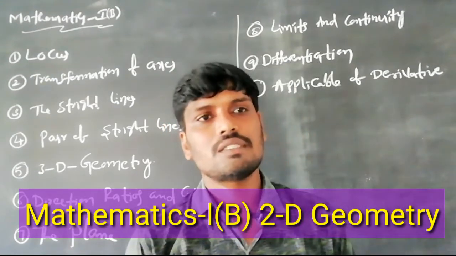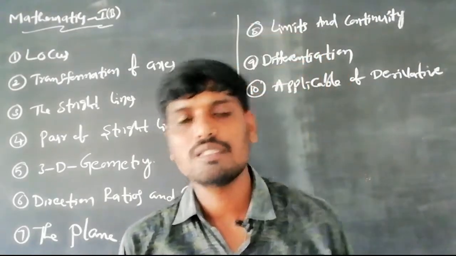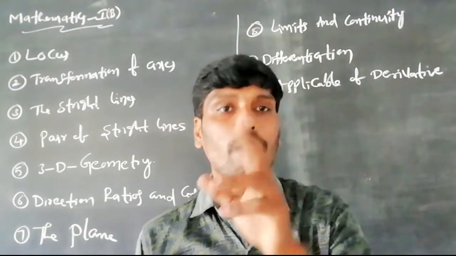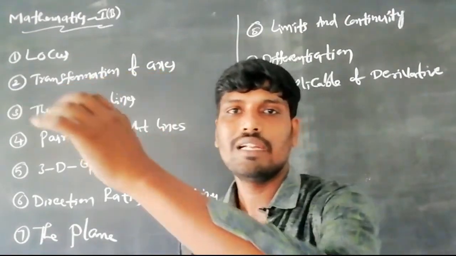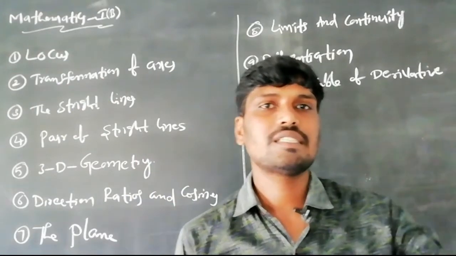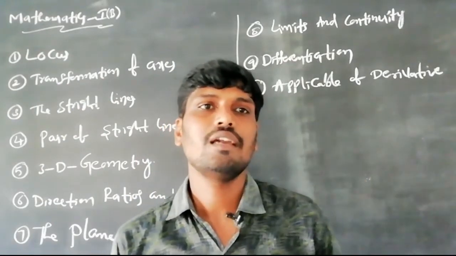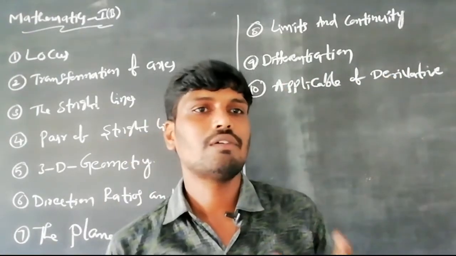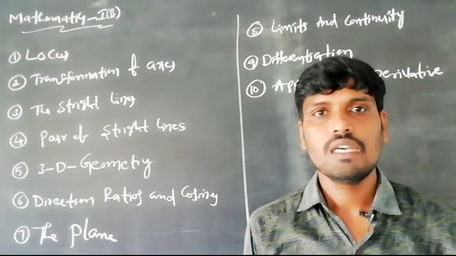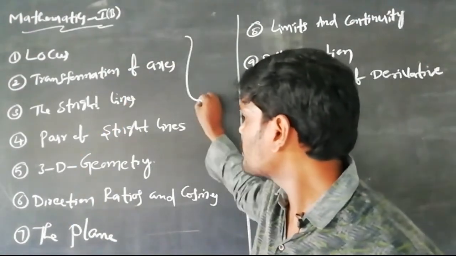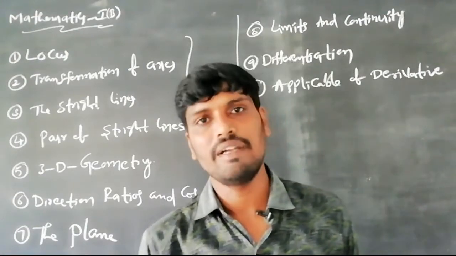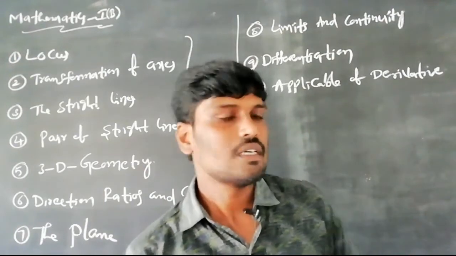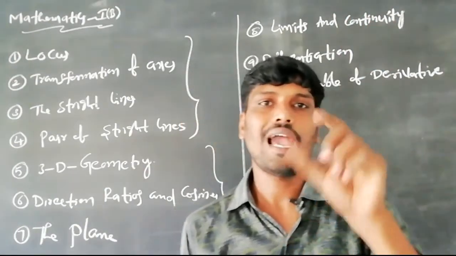In these 20 questions, Mathematics 1B has 10 chapters. These 10 chapters are divided into 2 equal parts: coordinate geometry is the first part, and the second part is calculus. Coordinate geometry is again divided into 2 parts: one is 2-dimension geometry, another is 3-dimension geometry. The first 4 chapters belong to 2-dimension geometry, the remaining 3 chapters belong to 3-dimension geometry, and the last 3 chapters belong to calculus.